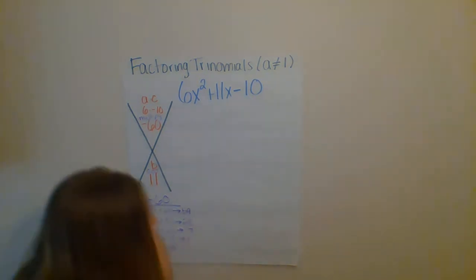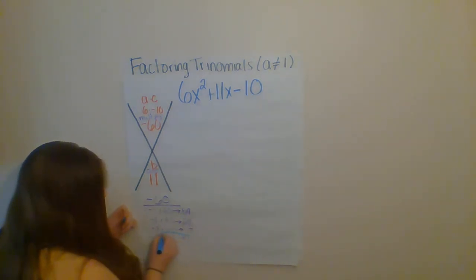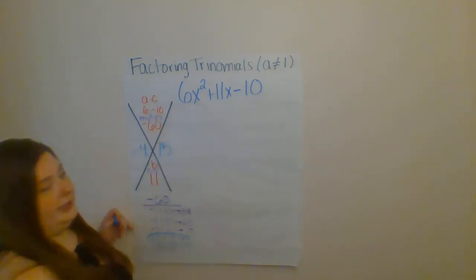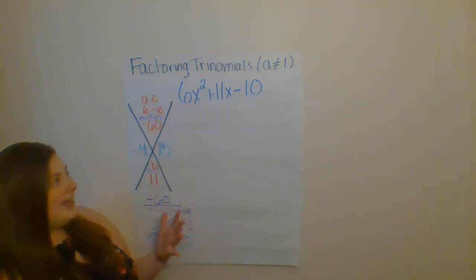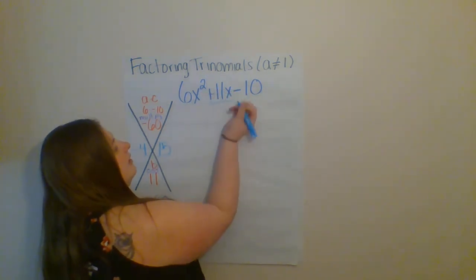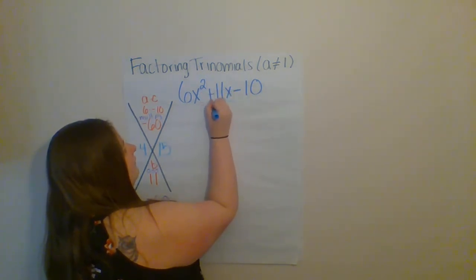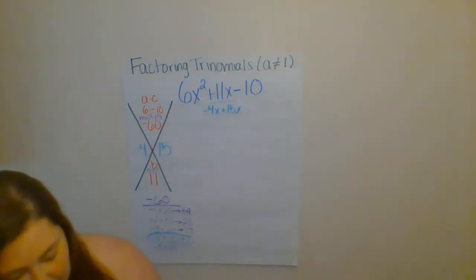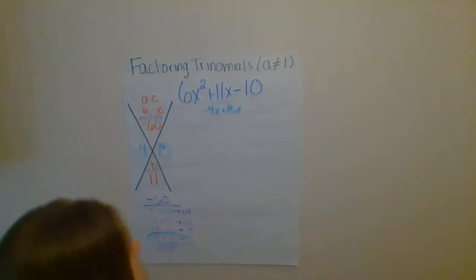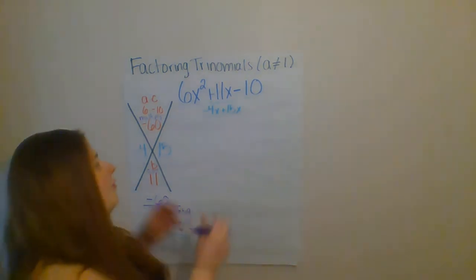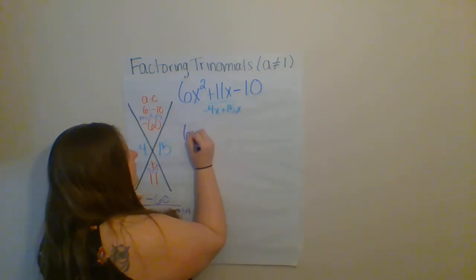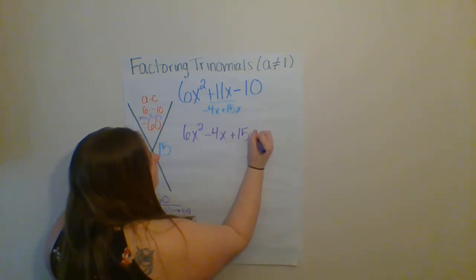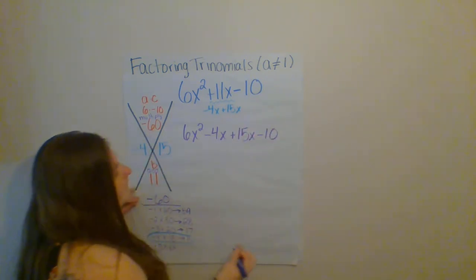So now, that tells us that the negative 4 and 15 can go on the sides of our x. And what that means is that we can replace 11x with negative 4x plus 15x. And then we're going to factor it by grouping. So let's do that. We've got 6x squared minus 4x plus 15x minus 10.